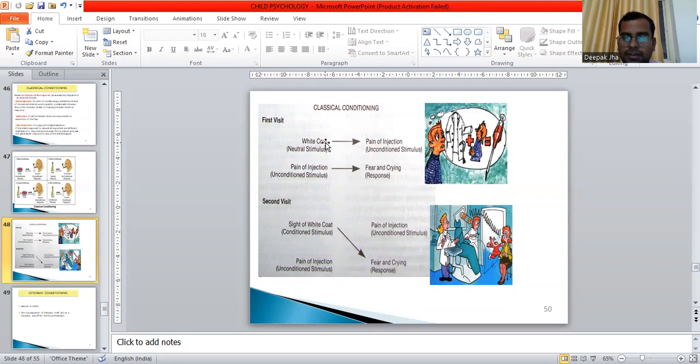So now the child has associated this, if the conditioning goes on as in Pavlov's experiment, in the second visit, whenever he sees this white coat, rather than going through all this, he will directly, as the dog salivated on the bell, go on to have fear and crying. So second visit, sight of the white coat, which has now become the conditioned stimulus, directly the child will go on to fear and crying. So this is how Pavlov's experiment is important.